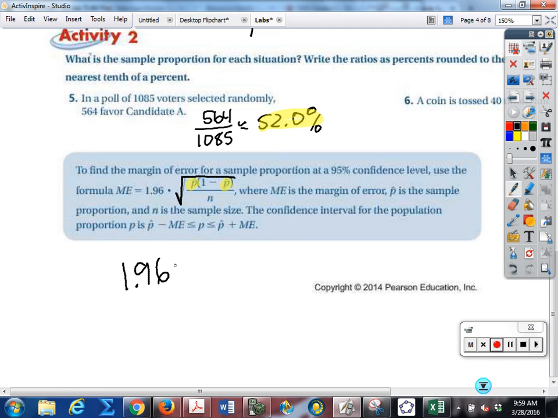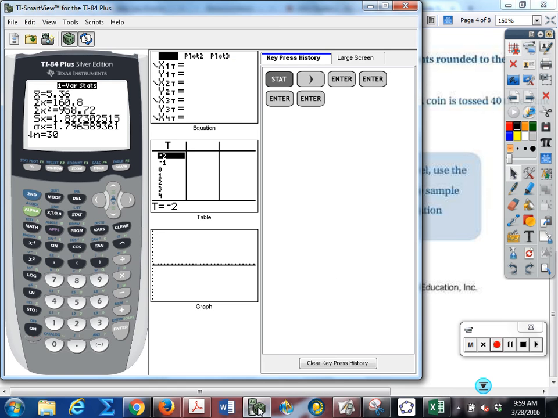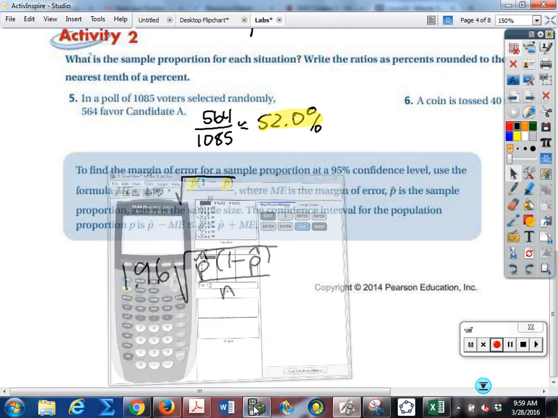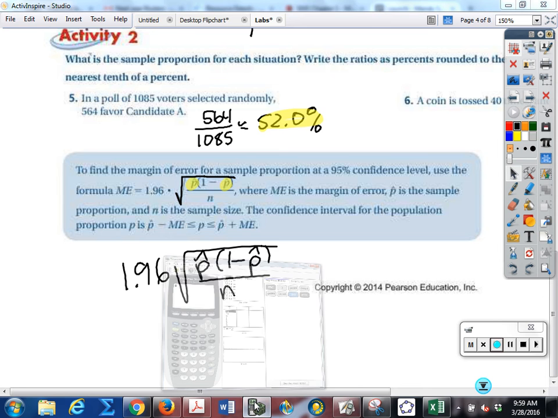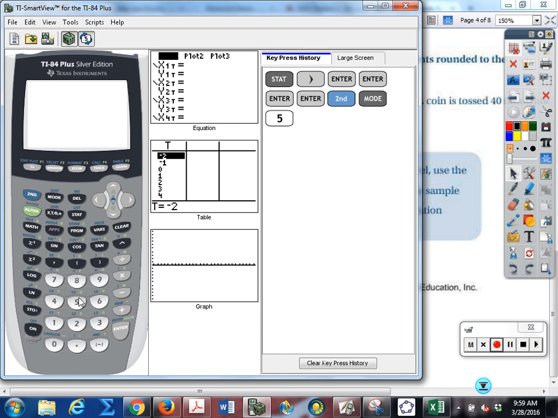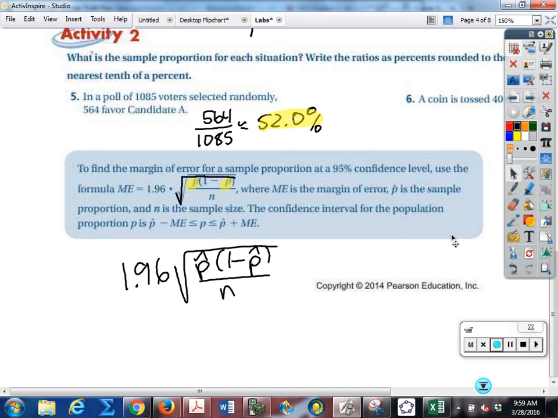To put this in easily, once you do your 564 over 1085, the thing you're doing right here, you need to do this as a decimal, not a percent. So you don't want to put in 52%. You want to put in this fraction right here, or the decimal that's equivalent to that fraction. Make sure you're not putting in a percent, you're putting in a decimal.